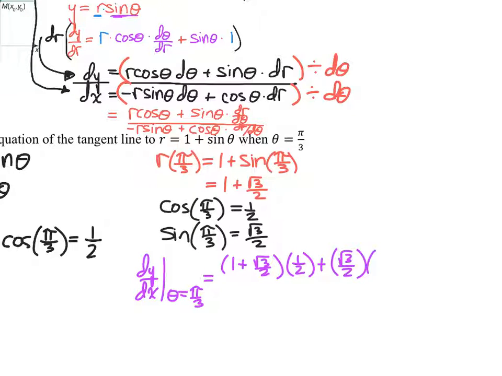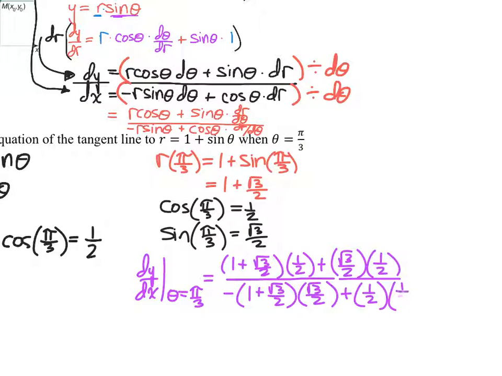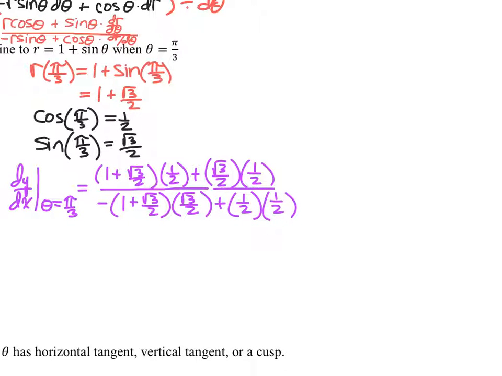The derivative, we figured that out, is 1/2 over the denominator. So we're talking negative r, so negative parentheses 1 plus root 3 over 2 times the sine value, root 3 over 2, plus the cosine value, 1/2, times the derivative value, also 1/2. That's something. That's some good looking calculations right there. Nah, it's disgusting.